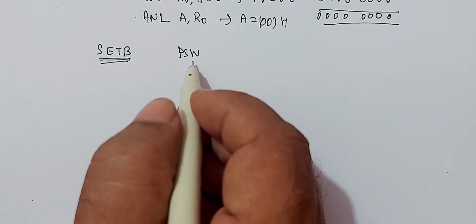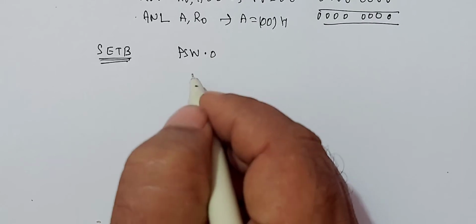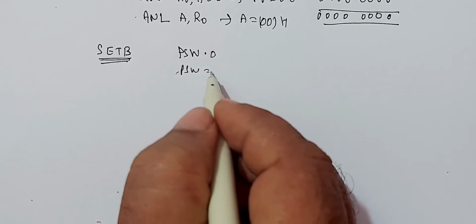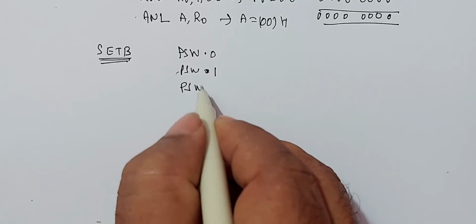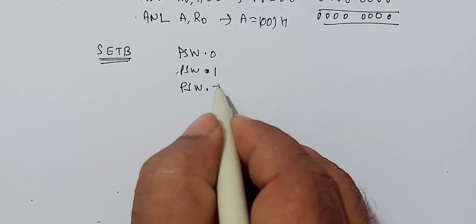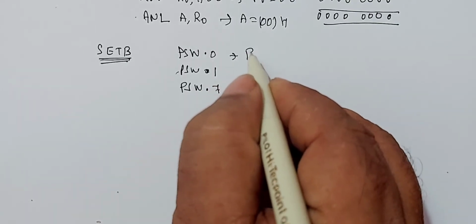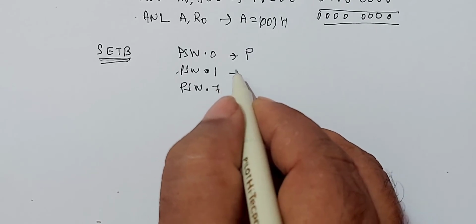Program status word, we have already studied, has 8 bits. The 0 bit is called program status word 0 bit. Program status word first bit. Like that, program status word last bit, that is the 7th bit. Program status word 0 bit is the parity flag P. Program status word first bit is not used.